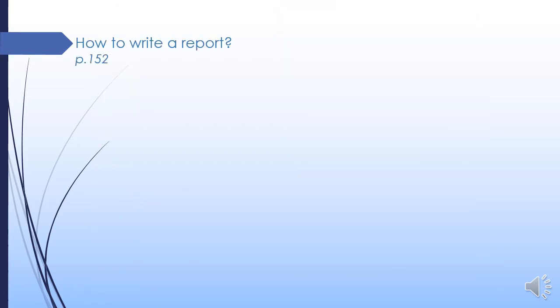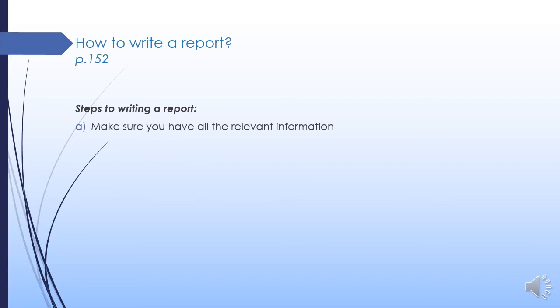How to write a report, page 152. Well, we have some steps to how to write a report. The first one is you have to make sure you have all the relevant information. Right now, we start with the drafting stage. That is, you're making a draft of a report about a subject that you want. Let's say gold mining as opposed to diamond mining. Gold mining, you are asked to write a report about gold mining.